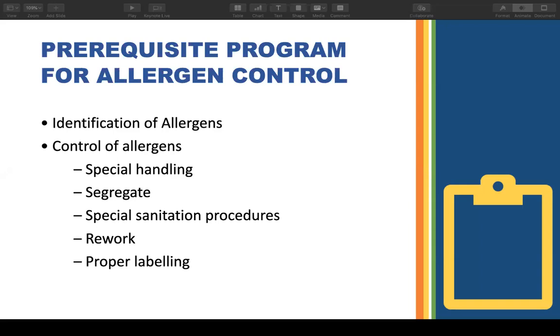And control of allergens includes special handling, segregation, special sanitizing procedures, rework, and proper labeling. That is what I was talking about, proper labeling. If you don't label it, then people will not know that these allergens come in the product. That is why all the products or packagings have the ingredients list.